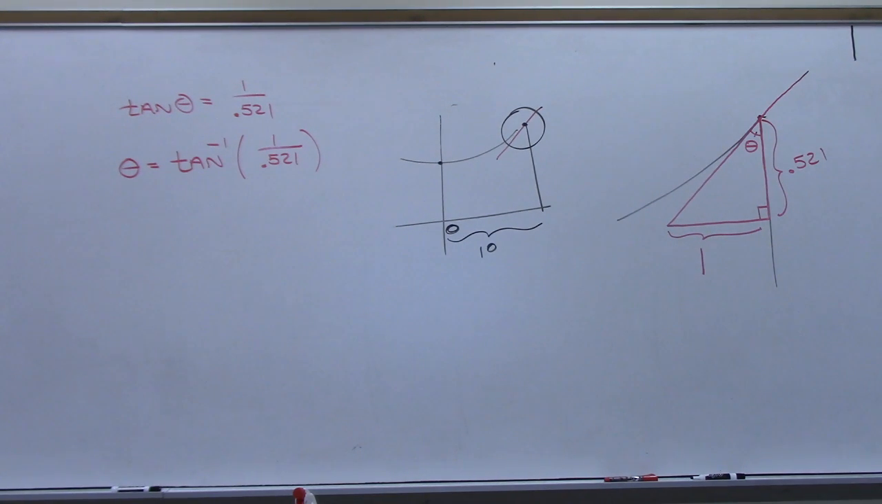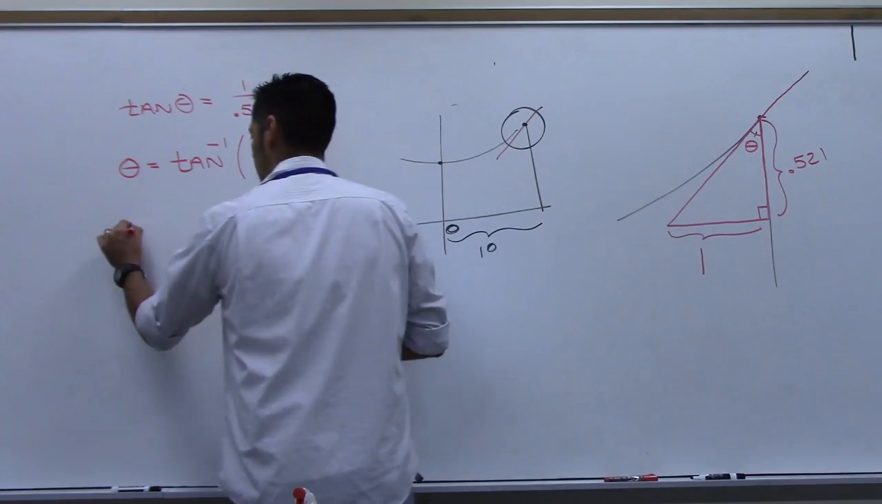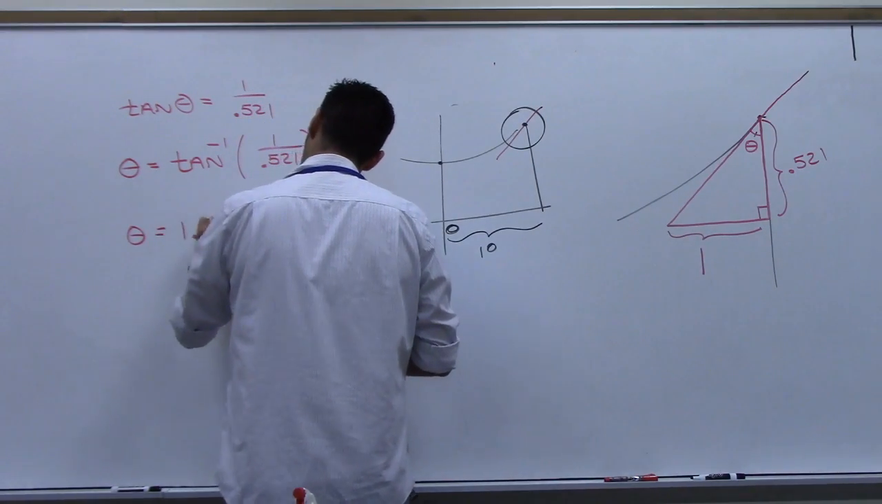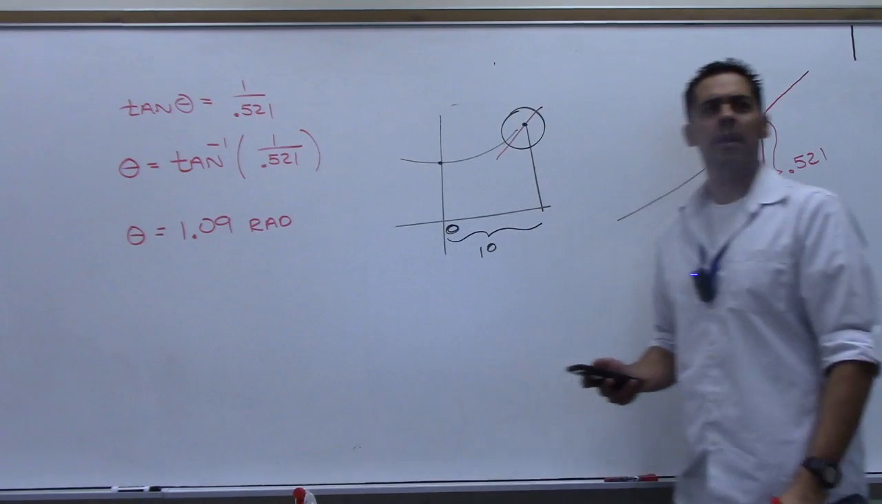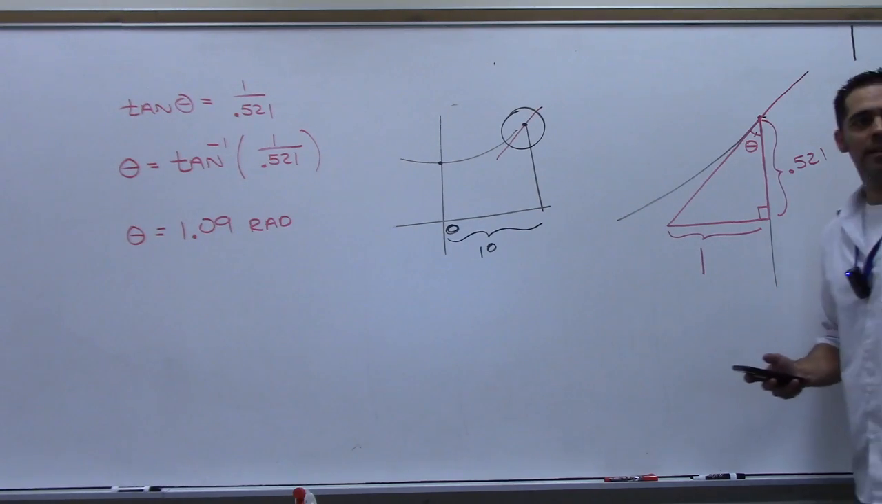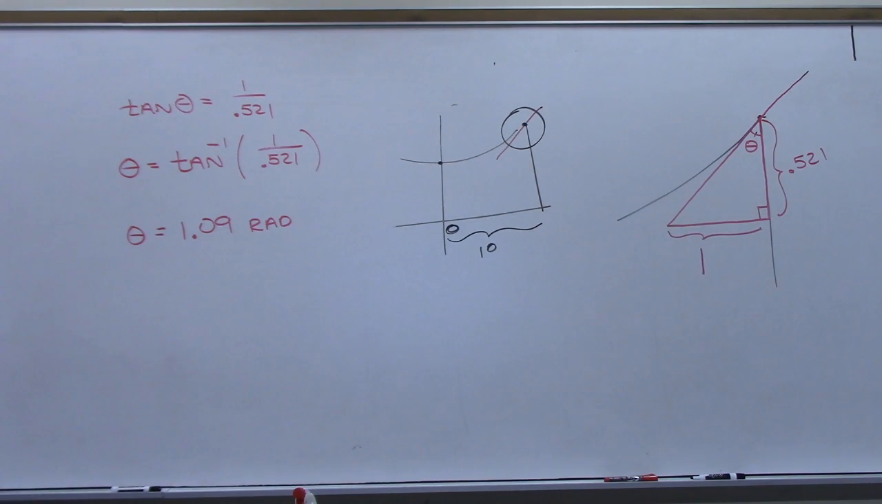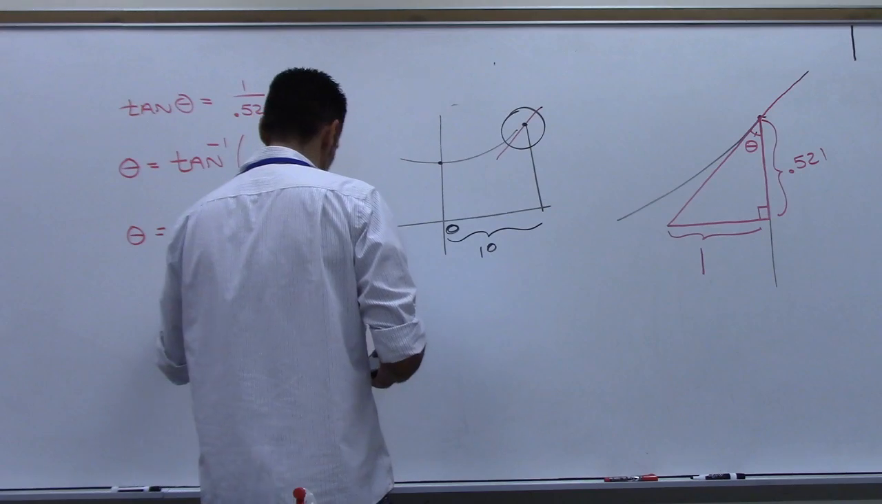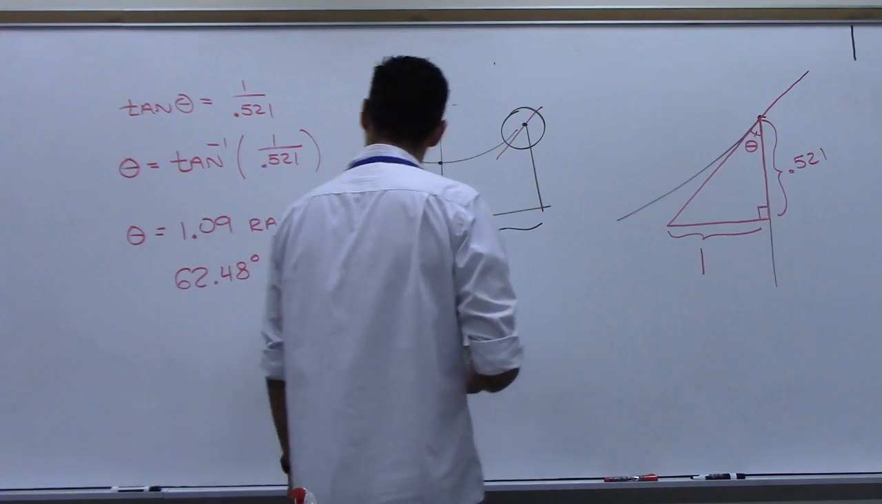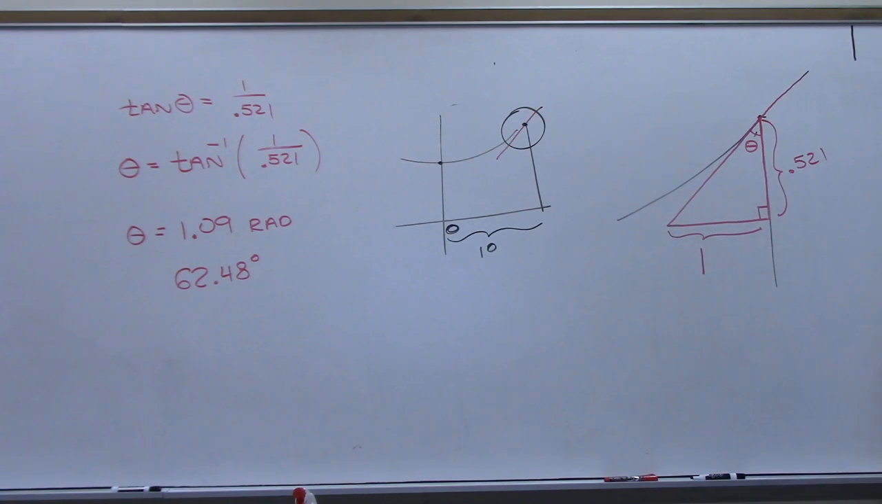So let's do it for both. Anybody get 1.09 radians? Yeah. How do you go from radians to degrees? Multiply by 180, divide by pi. So times 180, divide by pi, 62.5. 62.48 degrees. The angle that it makes with the pole is 62.48 degrees.